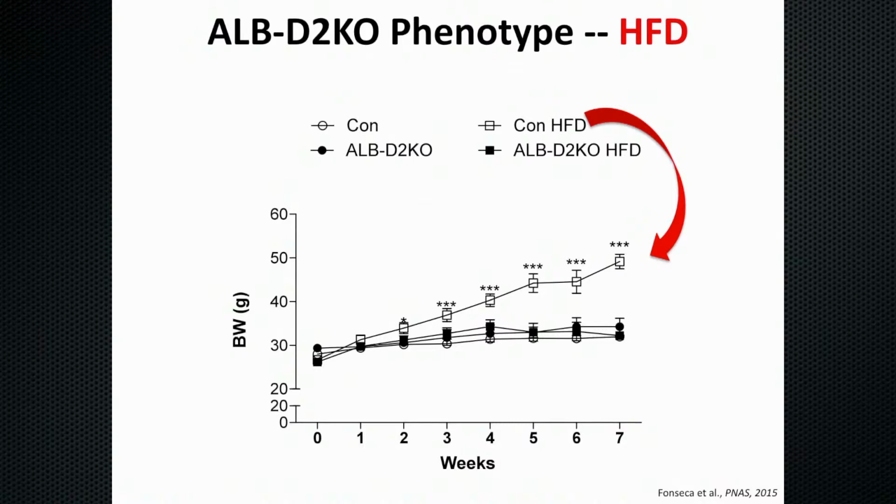So we wanted to see if we could provoke a phenotype. We placed these mice on a high-fat diet and found something interesting. When you take the control mice on chow diet, you can measure their body weight. It increases a little bit. But when you put the control mice on a high-fat diet, their weight goes up dramatically. They get obese. When you do the same with the albumin D2 knockout mice, you see that those on a high-fat diet don't gain any extra weight. In fact, they're protected from diet-induced obesity.